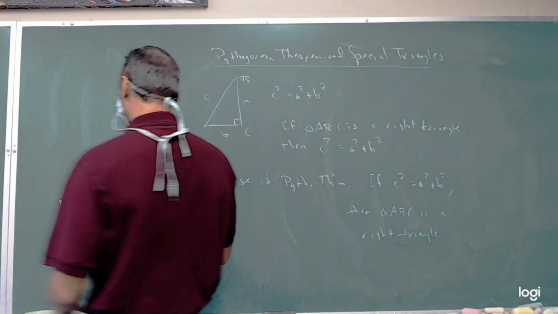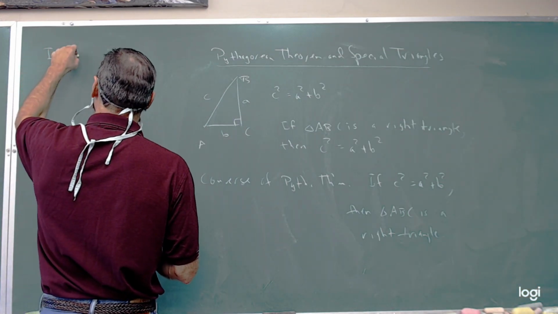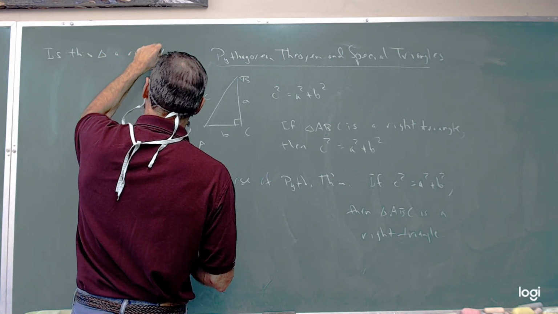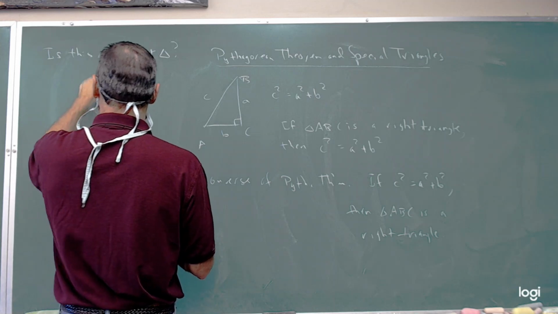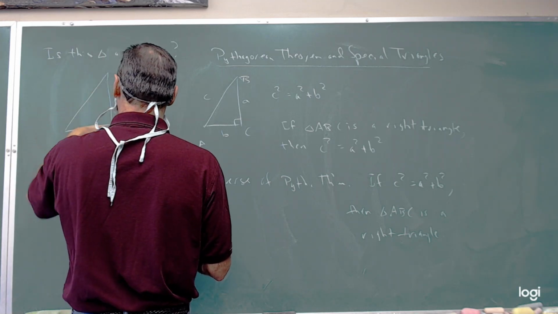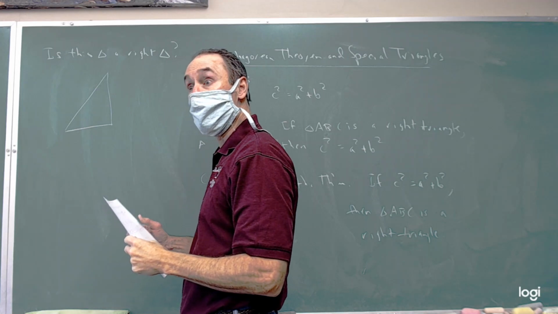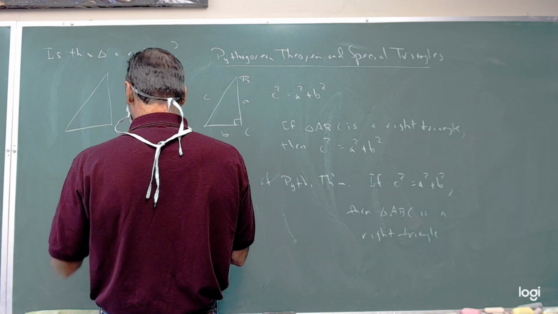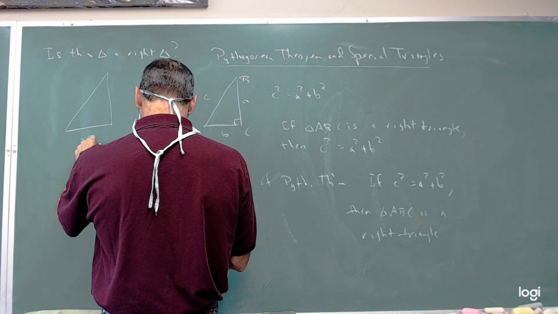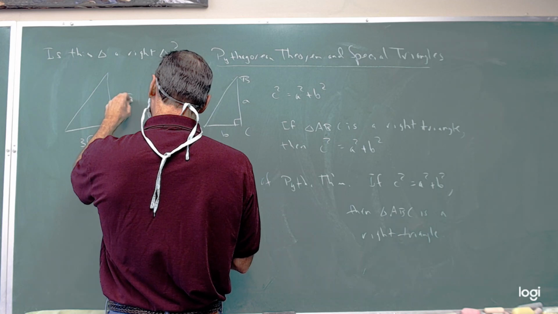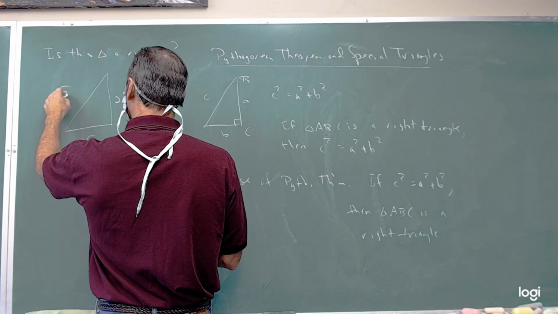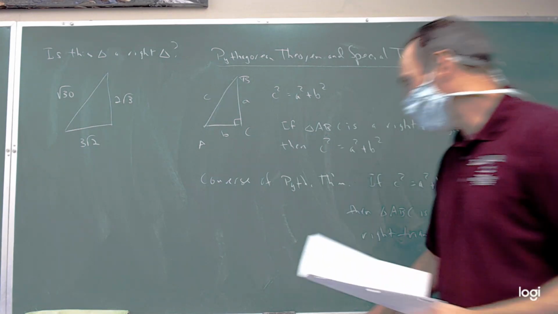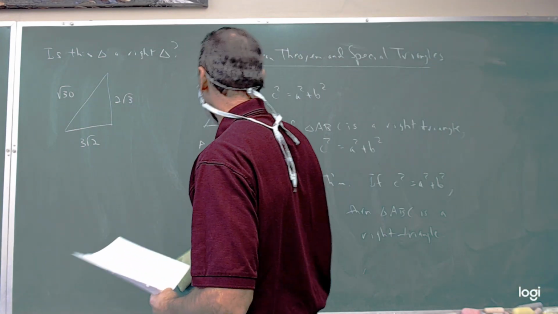So the question is, is this triangle a right triangle? And I'll give you the side lengths. I'll make it look hypothetically like it could be a right triangle. I don't know. You're going to have to decide that. We'll call this 3 square root of 2, and this 2 square root of 3, and this square root of 30. So what does that mean we have to do if we're trying to answer the question, is this a right triangle?